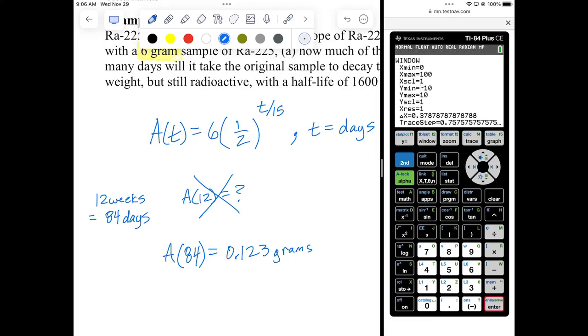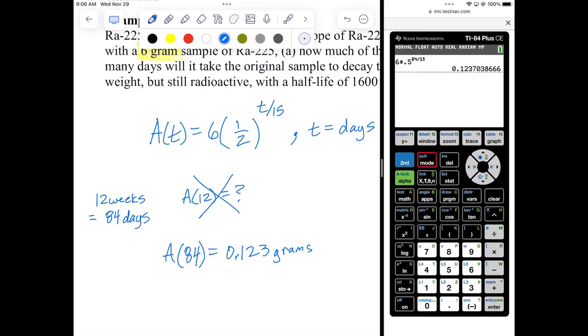Y min, we're measuring the amount, the mass. Can it be negative? No. So 0 is always a good lower bound. And then, of course, since it's decay, we know it started as 6. It's never going to be greater than 6, is it? So I'm just going to put 10. Now I hit graph, and we see it decay. Now you could just hit trace, type in 84, hit enter, and you get the same amount. So that's another way to do it.